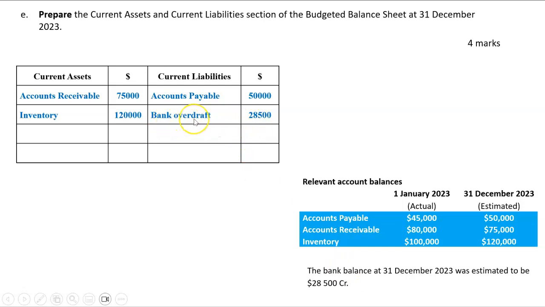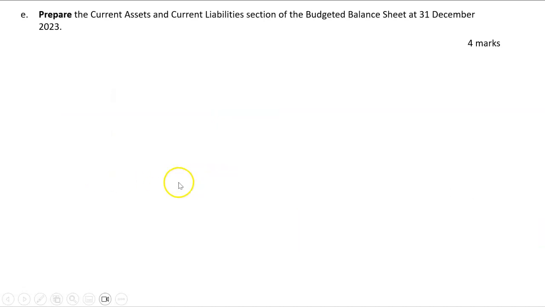I've written bank overdraft there. You don't need to do that. You can just write bank or cash, whatever you call it. But I just wrote bank overdraft there to indicate clearly what it was. And I guess we better total each of those sections there.